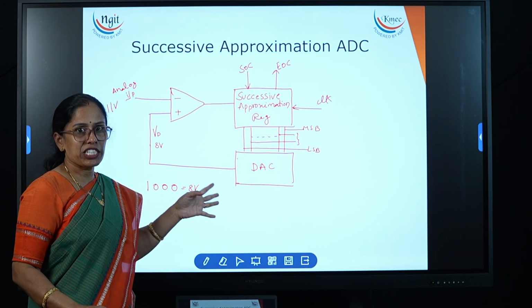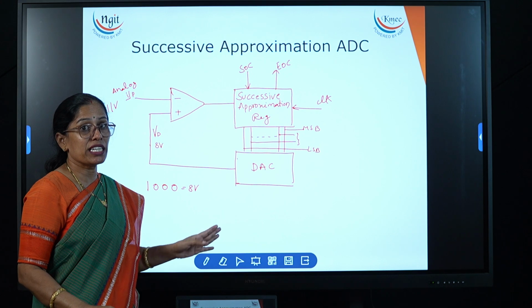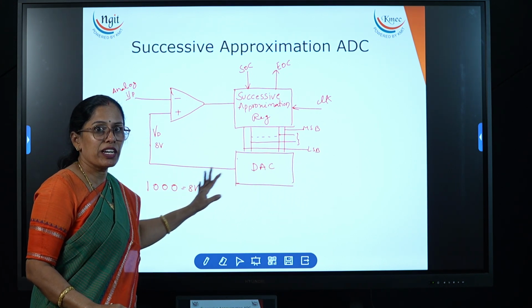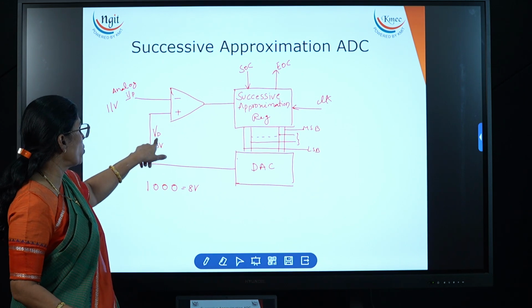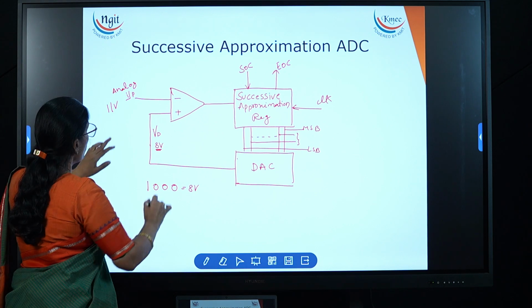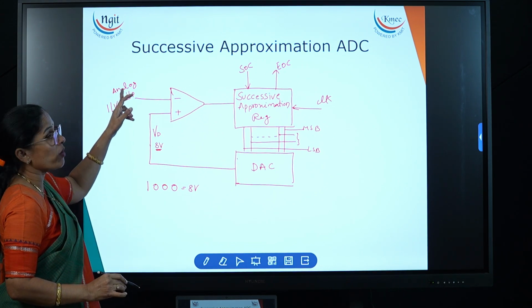So for easy calculations I have taken it like this. It is not necessary that we need to follow this. Depending upon how much the reference voltage is, I will get the equivalent analog voltage over here. Okay, now if I got 8 volts, which is more? Now the input analog value is more.